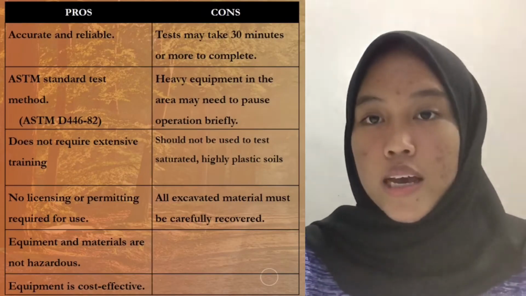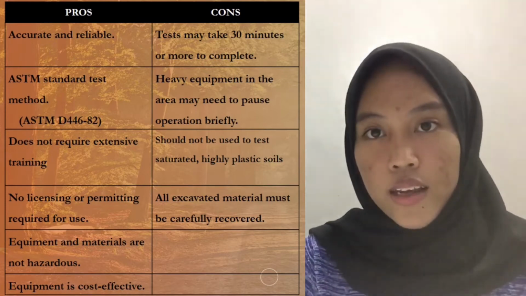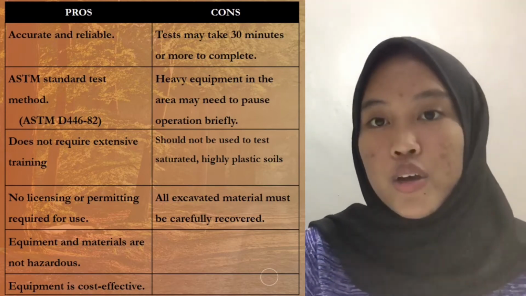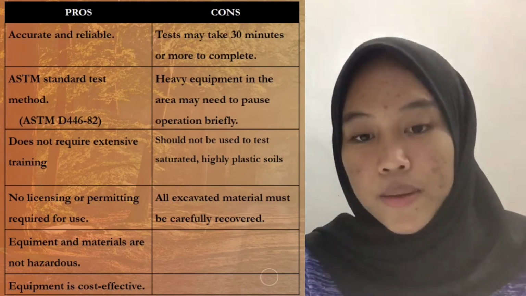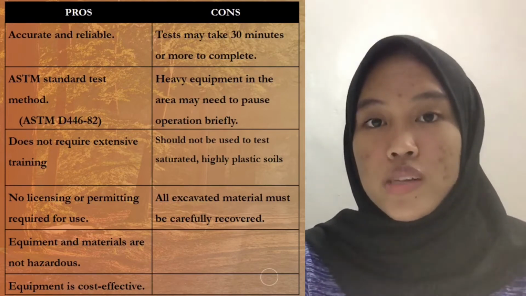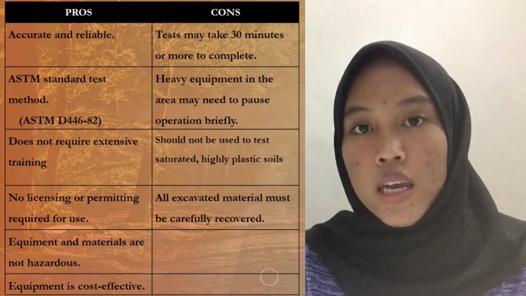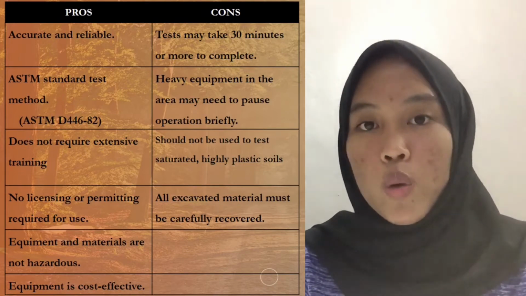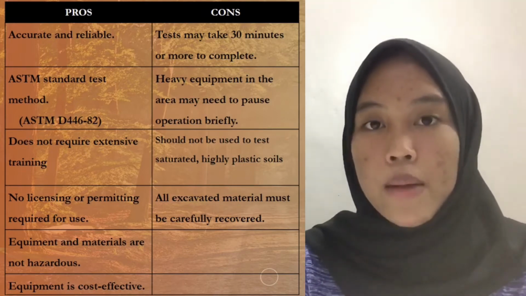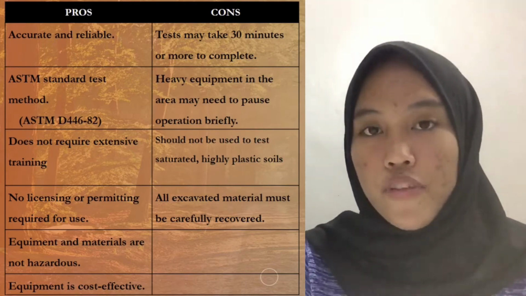There are pros and cons of the sand replacement method for compaction testing. The pros are: first, accurate and reliable; second, ASTM standard method, ASTM D1556; third, does not require expensive training; fourth, no licensing and permitting required for use; fifth, equipment and materials are not hazardous; and lastly, equipment is cost effective.